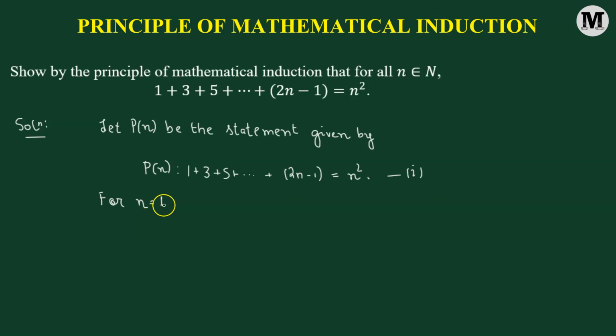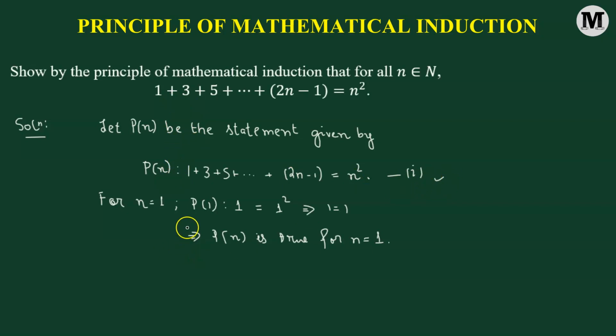So for n equals 1, what we get is P of 1. That's going to give us only the first term, because we are considering n to be equal to 1, that equals 1 squared. Now clearly we know that 1 equals 1 squared, which means that the statement P of n is true for n equals 1. If we choose the first natural number 1, then the statement P of n is true.